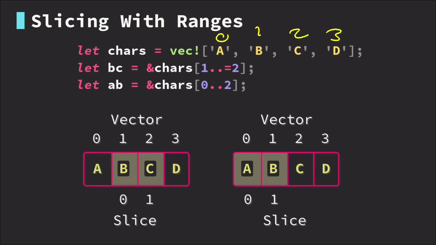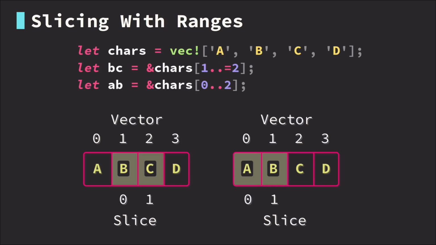Here on AB, we have 0 to 2. This is the exclusive range. So we'll get number 0 and number 1. 2 will be ignored since this is exclusive range and this one is inclusive range.